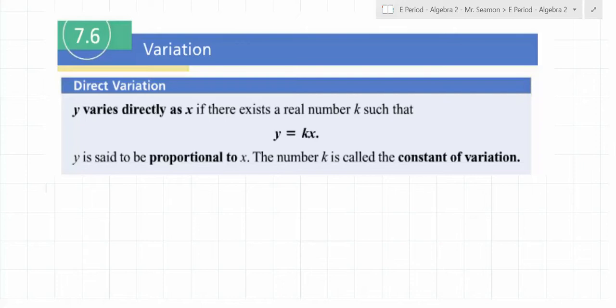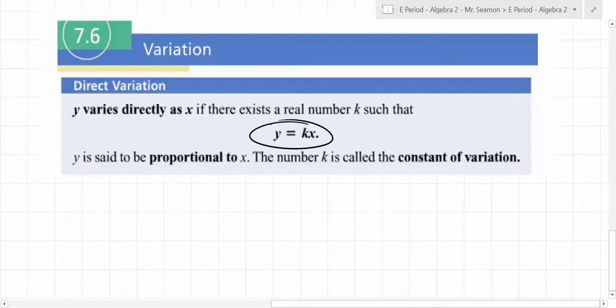Direct variation, they add a lot of words to this. Any relationship between x and y that can be written as y equals kx, where k is a constant, is direct variation. This is a line that passes through what point? What point does that always pass through no matter what k is?